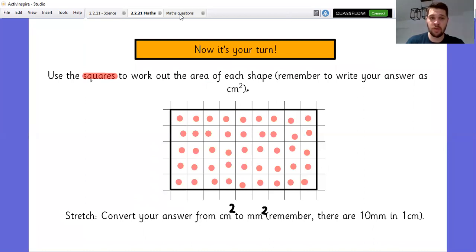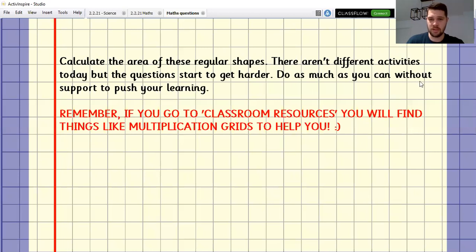I'm going to move on to your questions now. I'm not going to take up too much of your time speaking. I'm just going to say this here and then pause it for each question. Calculate the area of these regular shapes. There aren't different activities today, but the questions start to get harder as you go along. Do as much as you can without support to push your learning. Remember, if you go to Classroom Resources, that page, you'll find lots of different resources in maths, like a multiplication grid to help you with your times tables.